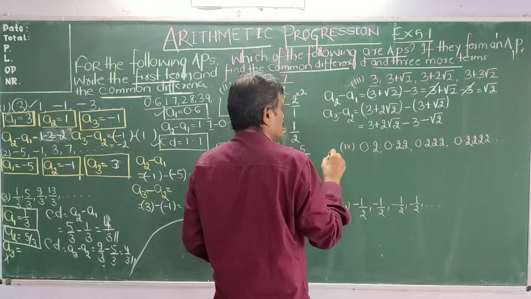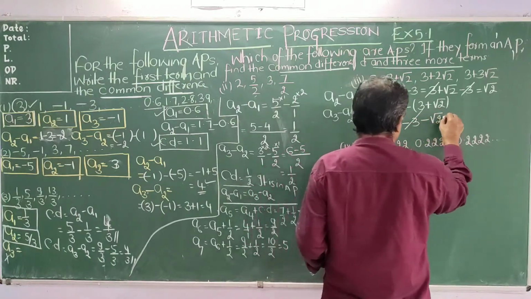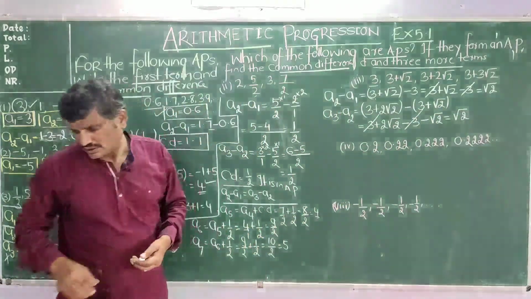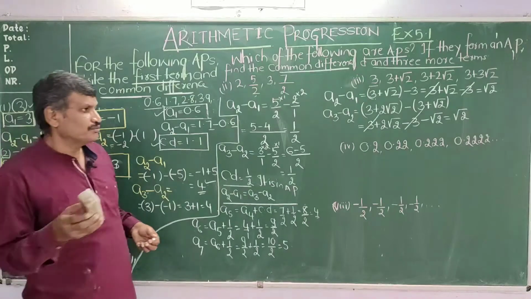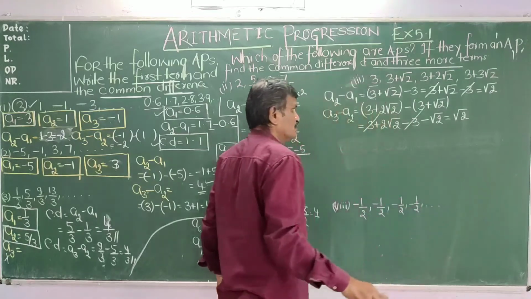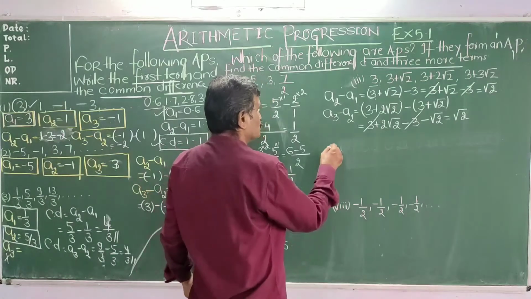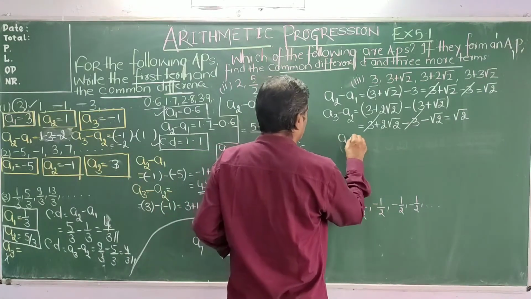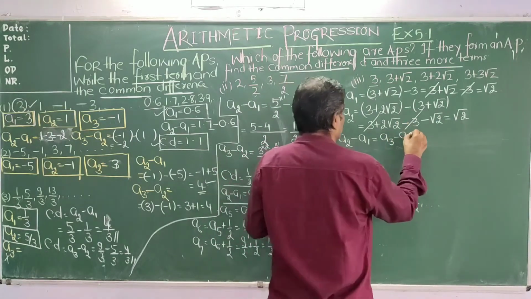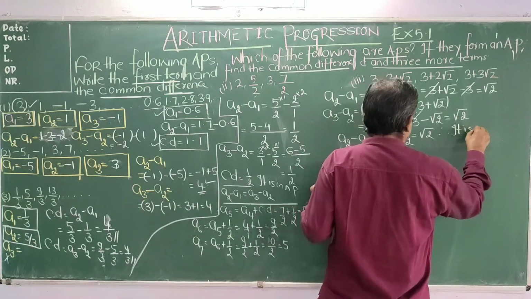So children, 3 plus 3 minus 3 cancels here. 2 root 2 minus 2 root 2 is how much? 1 root 2. So what we got is the difference of the second and the first term is root 2. The difference of the third and the second term is root 2. That means it is in AP. So what I can say is second term minus first term is equal to third term minus second term is equal to root 2. Therefore it is in AP.